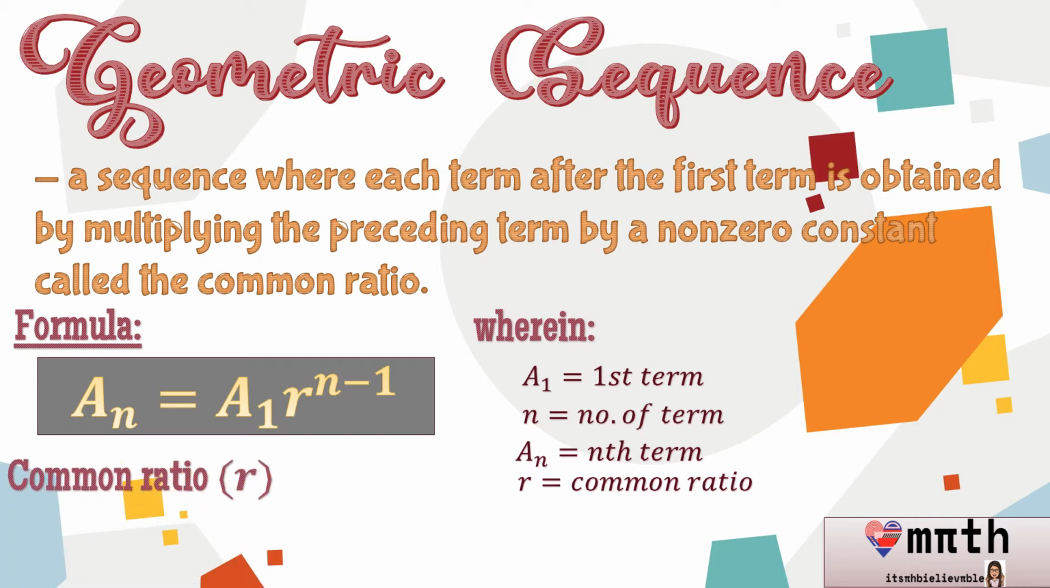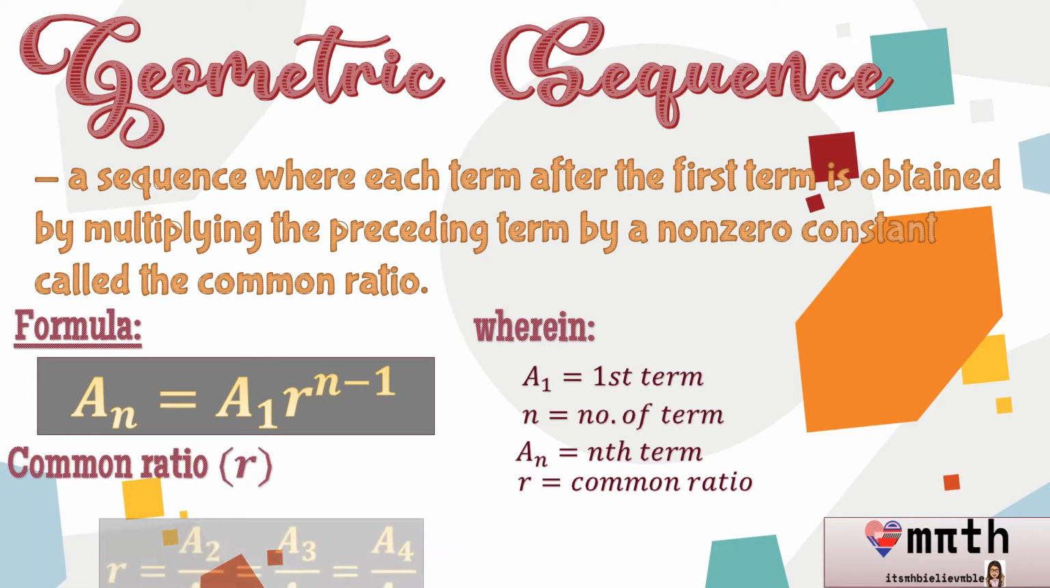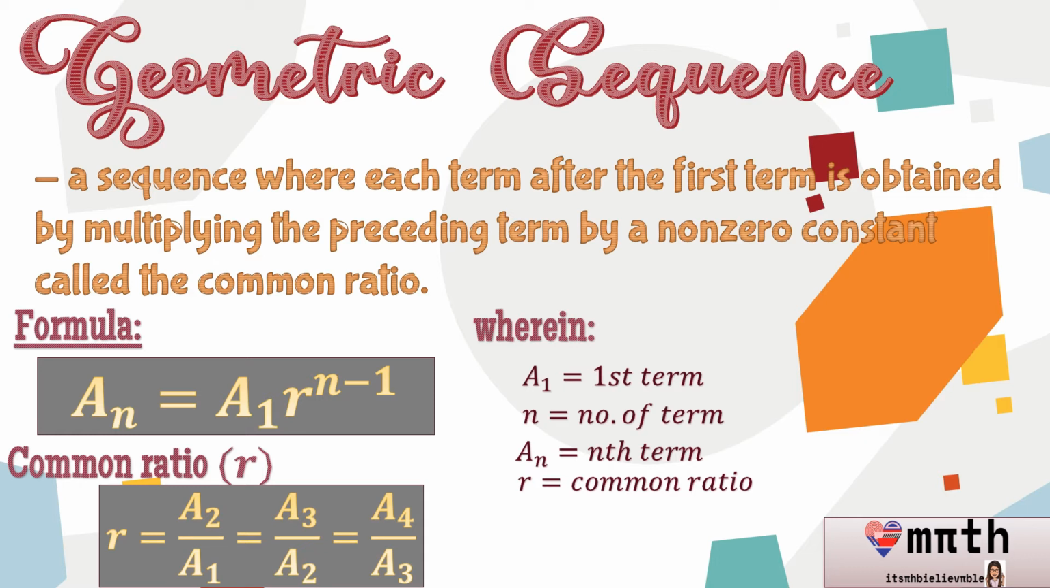Let us also remember that in getting the common ratio, we simply divide the second term by the first term, the third term by the second term, the fourth term by the third term, or the current term divided by the previous term.